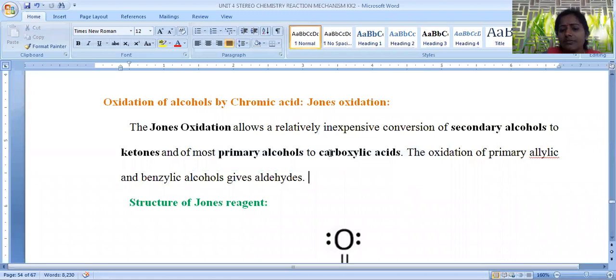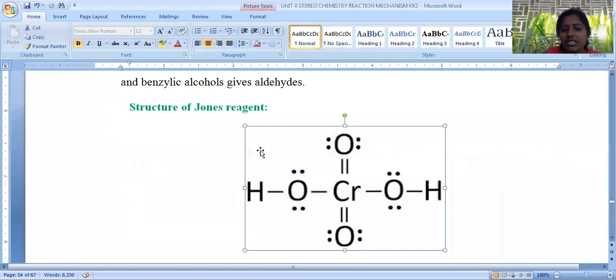The reaction products are just similar to the camenophore oxidation, but the mechanism of the reaction and the reagent are different. So this is the reagent. This is called chromic acid. The chromic acid formula is H2CrO4. Chromic acid is represented as H2CrO4.